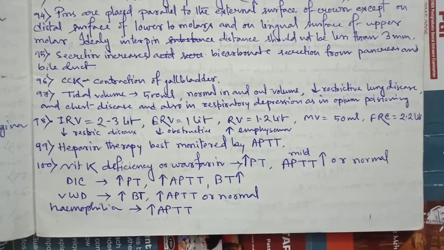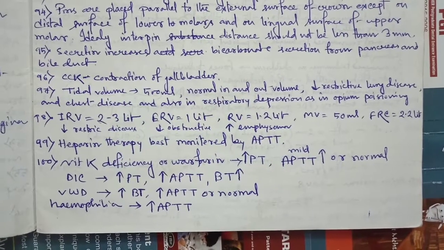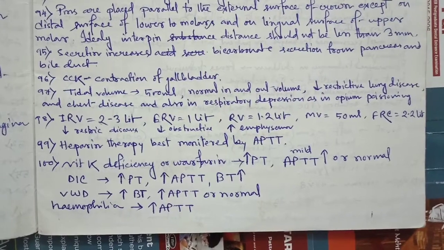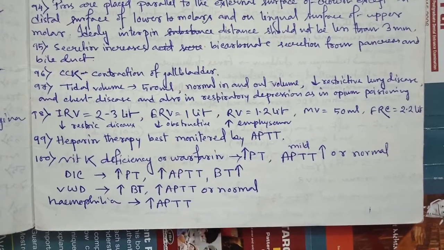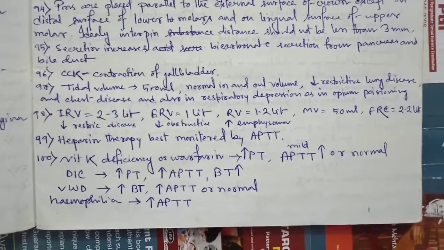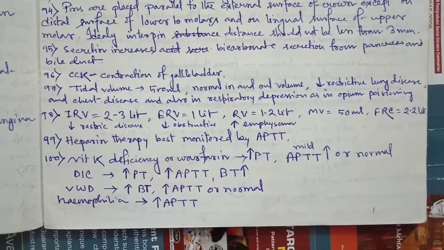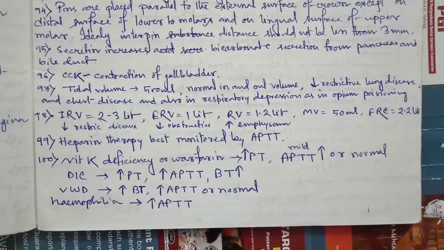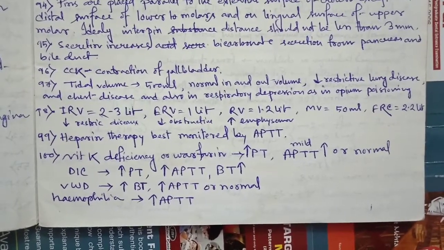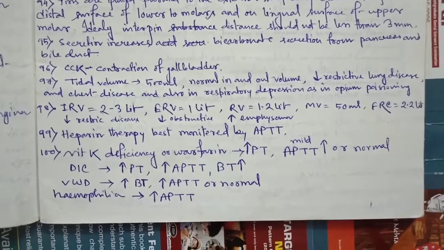Now, heparin therapy is best monitored by APTT. Vitamin K deficiency or warfarin increases prothrombin time. That means if anyone has vitamin K deficiency or is taking warfarin, his or her PT will increase, and APTT will increase mildly or be normal.